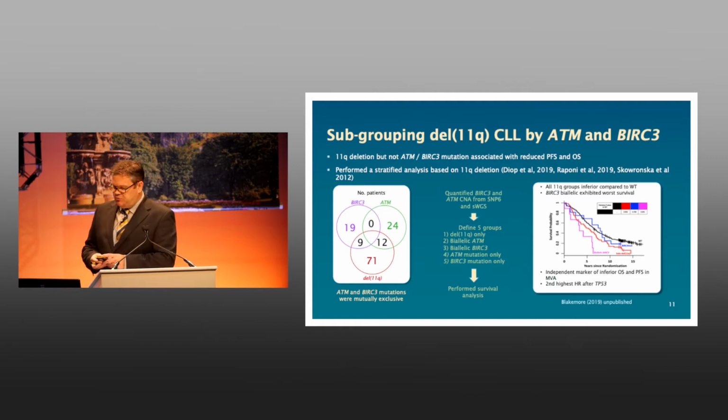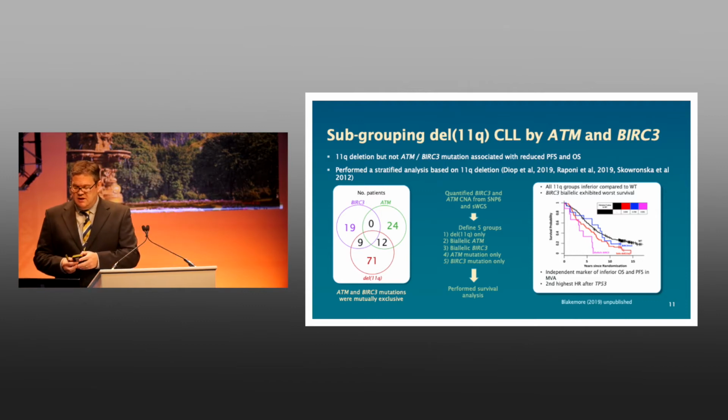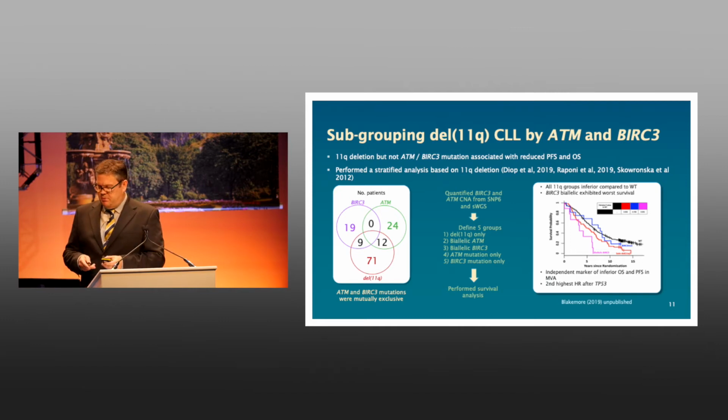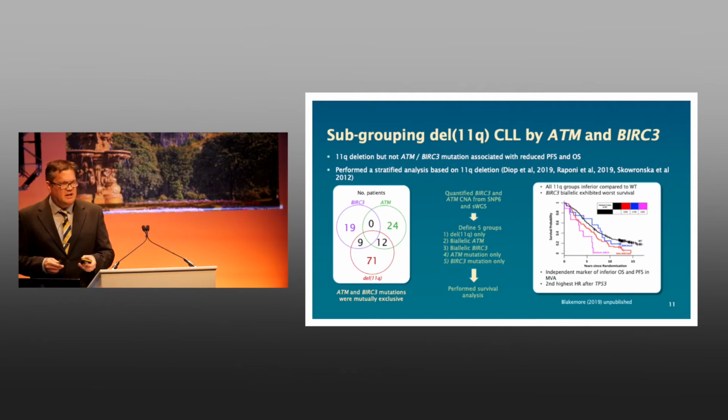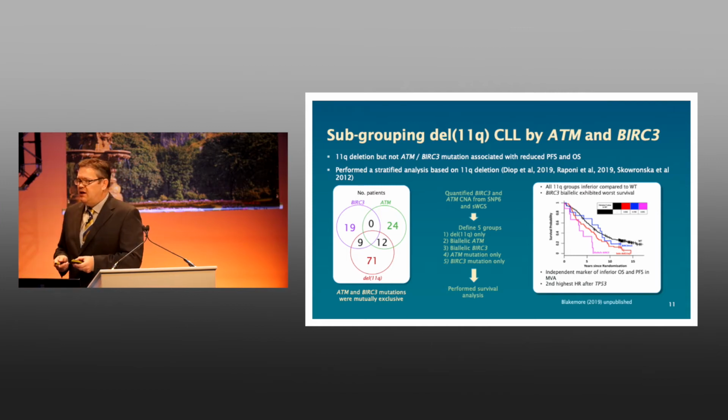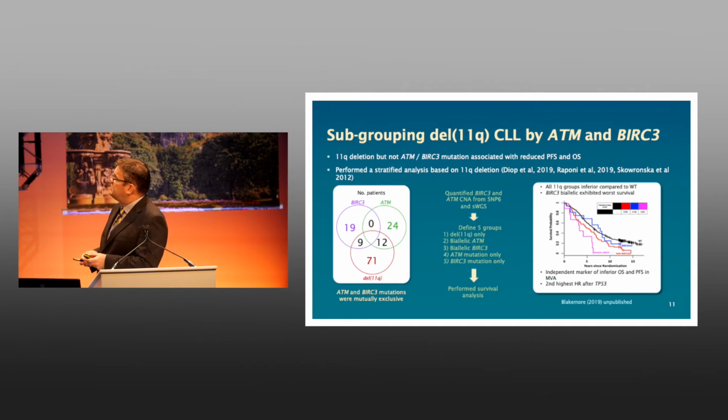Deletion of the ATM FISH probe emerged as a marker of reduced PFS and OS in our study, but ATM and BRCA3 mutation didn't. So we performed a stratified analysis based on the copy number status of 11q and BRCA3, as others have done. Here you can see the data. So what we've got is a coexistence matrix between BRCA3, ATM, and deletion of 11q. The 2 take-home messages are that mutations can occur with and without deletions, and the 2 mutations are mutually exclusive, suggesting that perhaps we have 2 independently biologically distinct subgroups of CLL.